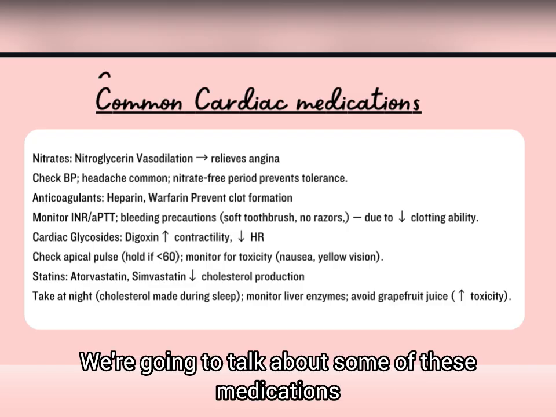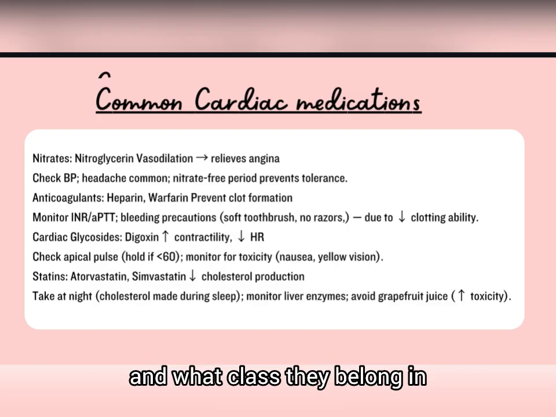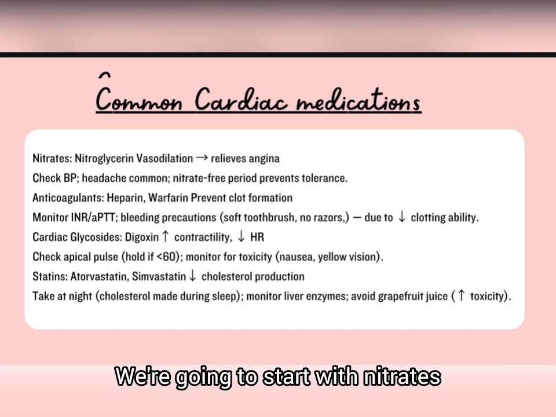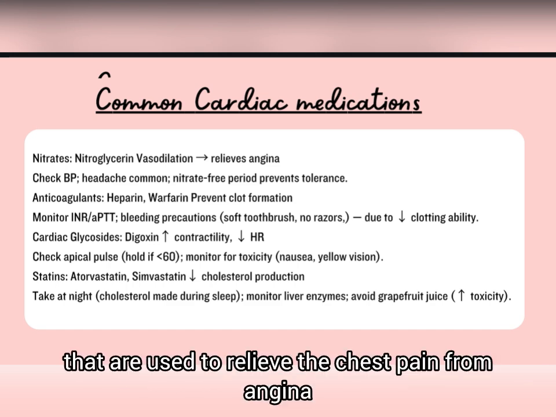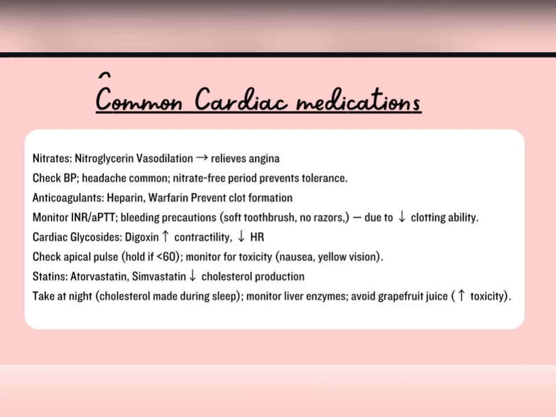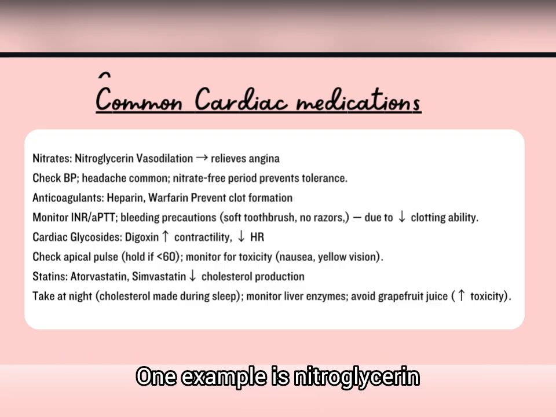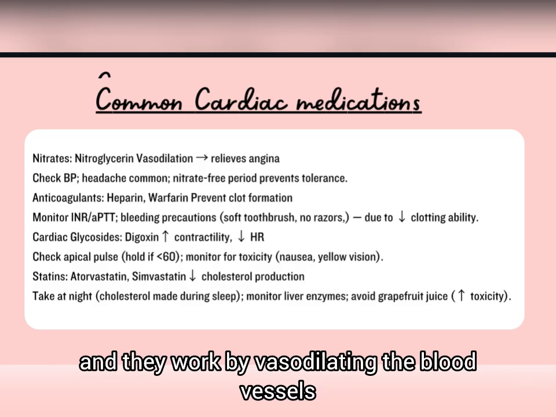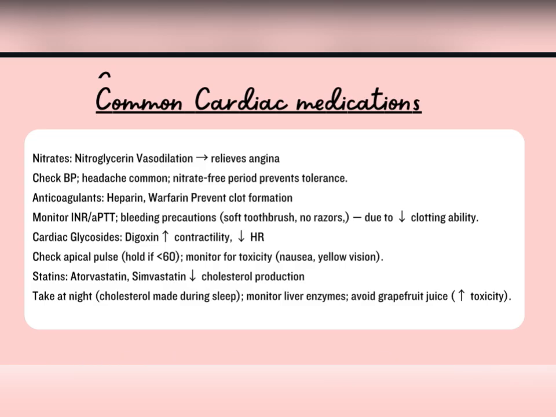We're going to talk about some of these medications and what class they belong in. We're going to start with nitrates. Nitrates are medications that are used to relieve the chest pain from angina. One example is nitroglycerin, and they work by vasodilating the blood vessels.